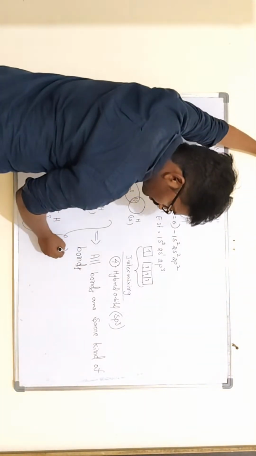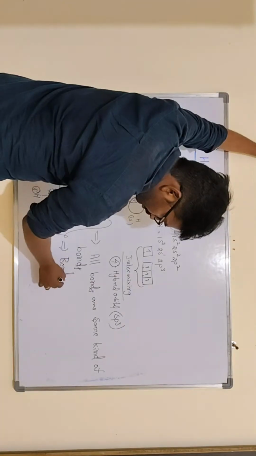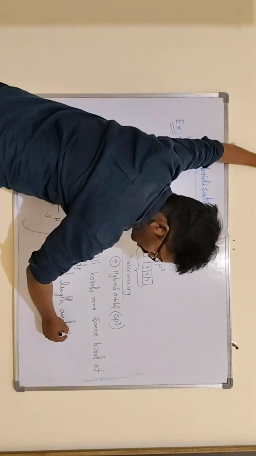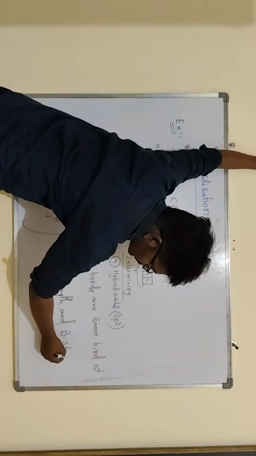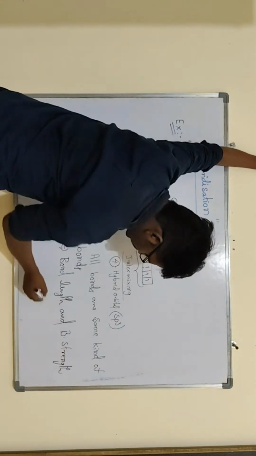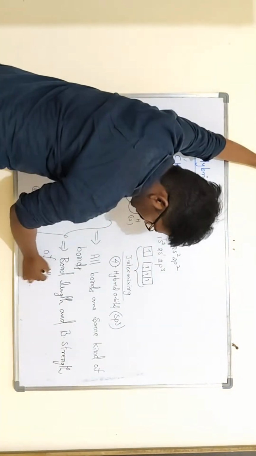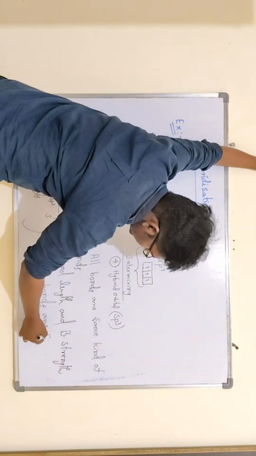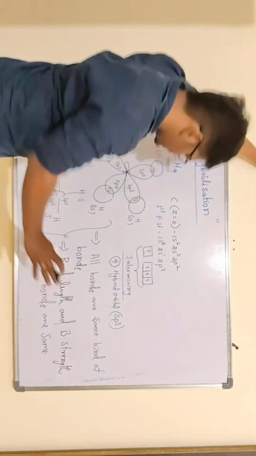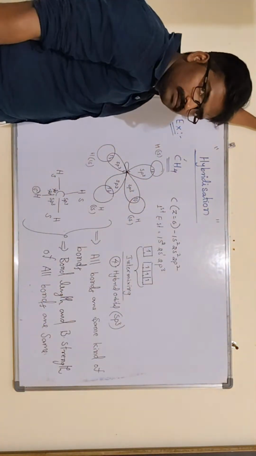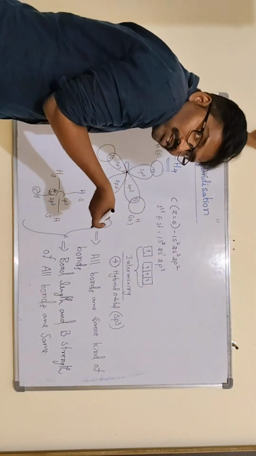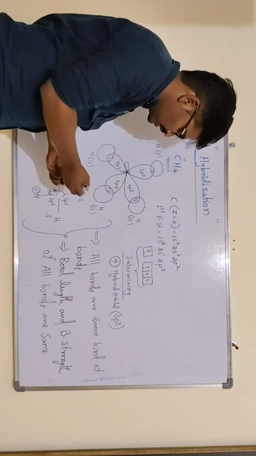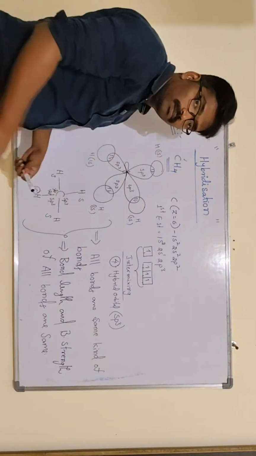Then bond length and bond strength. The bond strength of all bonds is the same. All bonds are the same. This is what actually happens, so because of that, hybridization was introduced. According to hybridization, all four bonds are the same.